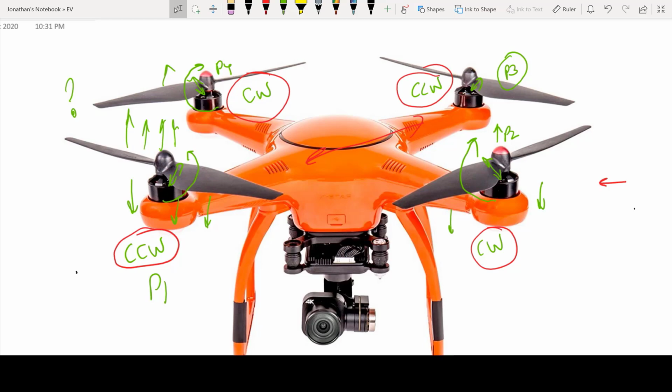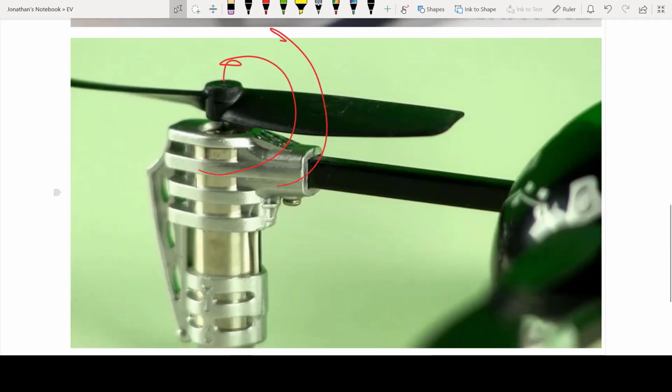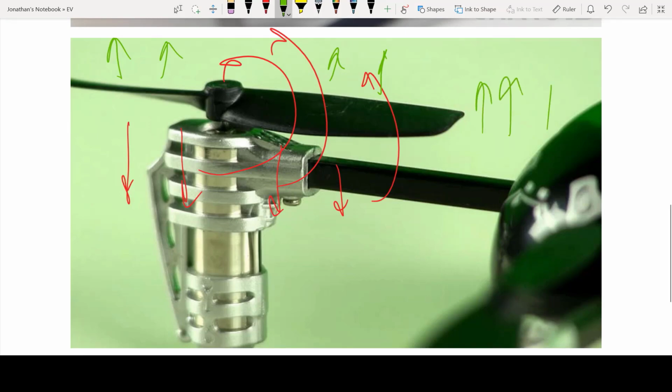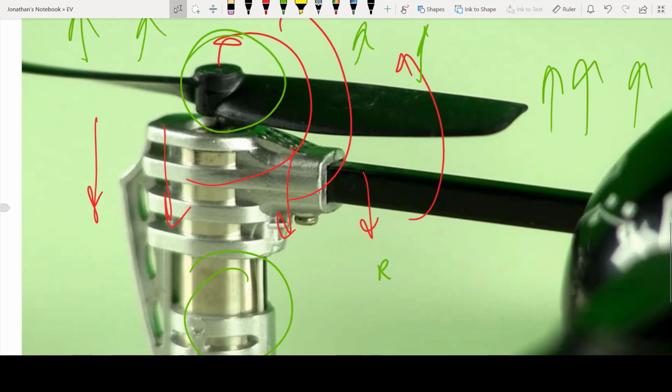Now, another very important concept that you need to understand is, the faster a propeller rotates, the more air it pushes down, and hence the more lift that it generates. So basically, if you want your drone to go up faster, then your motor will have to rotate this propeller at a higher speed, and that speed is also called RPM, or revolutions per minute.